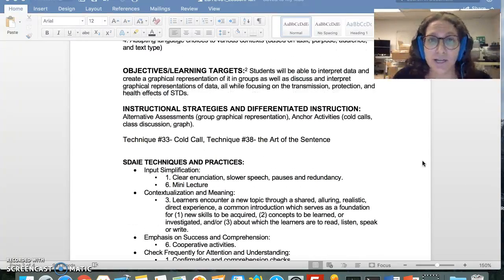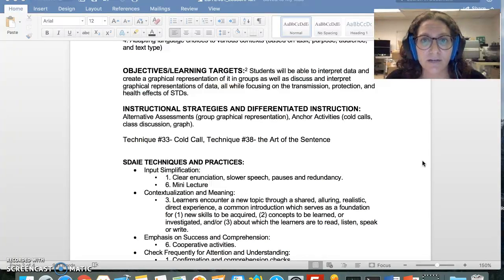So for my objective, at the end of the class, I want students to be able to interpret data and create a graphical representation of it, and then also to discuss and interpret graphical representations of data, and all of this is going to focus on transmission, protection, and health effects of STDs.